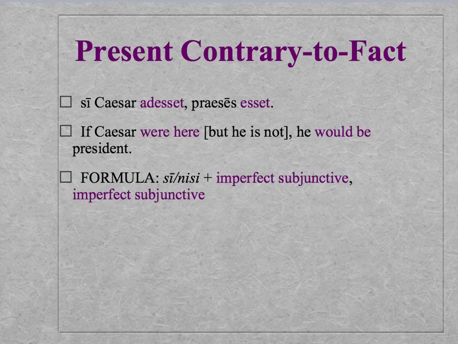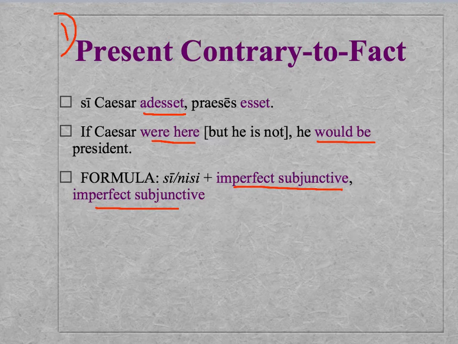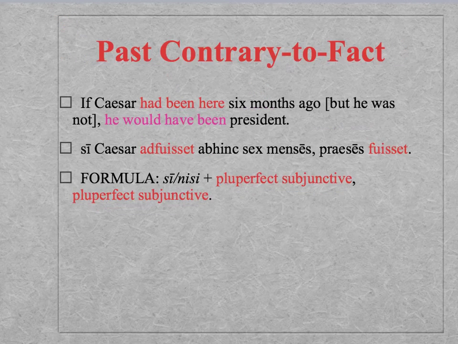The next large group of conditions are called contrary to fact conditions, of which there are two kinds. Present contrary to fact. Si Caesar adesset, praeses esset. If Caesar were here, but he isn't, he would be president. Formula for a present contrary to fact condition: si or nisi, plus an imperfect subjunctive, followed by an imperfect subjunctive. And we can see both of those in the example sentence.